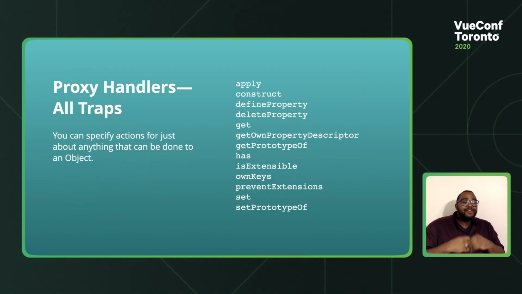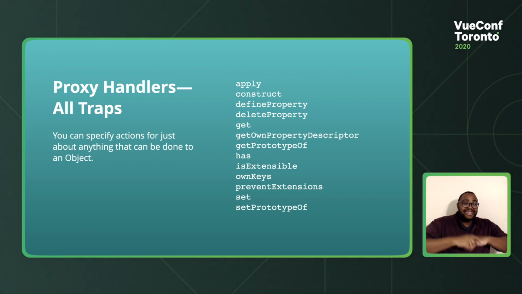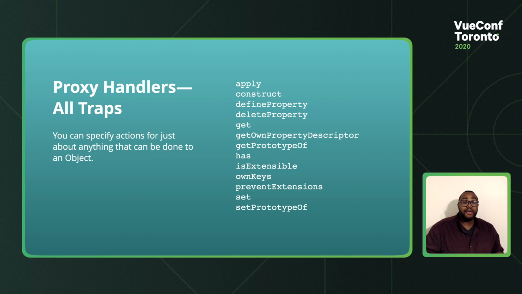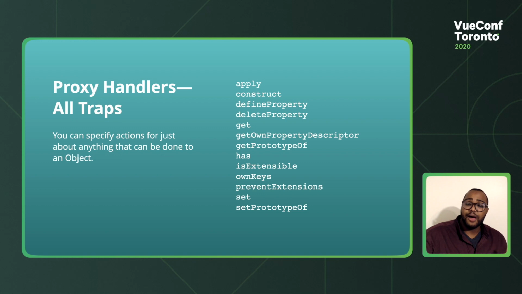Now, we got traps for all the different actions that can possibly happen to objects. So yeah, we have get and set, but maybe you're asking what key an object has. We've got a trap for that with the has trap, right? Maybe someone's defining new properties or deleting properties or trying to access keys on that object. We have traps for all of these so that way we can track whatever someone is trying to do to an object.